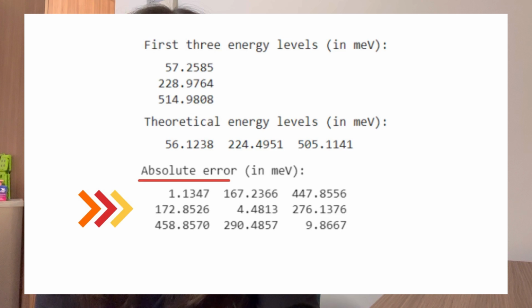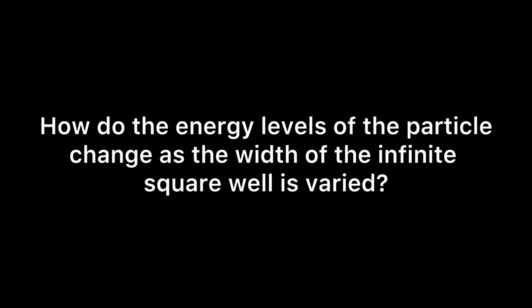Here we have the energy levels by the numerical method, the theoretical energy levels, and their respective absolute error for each one of them. 5. Impact of the well width on energy levels. How do the energy levels of the particle change as the width of the infinite square well is varied?